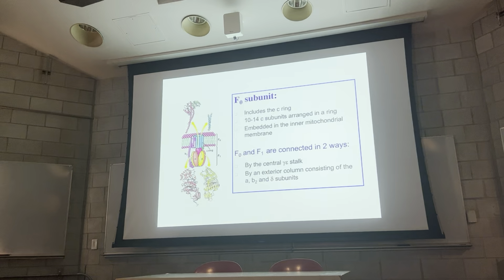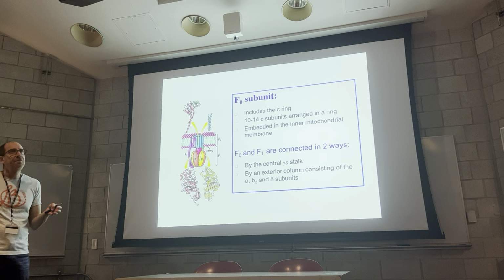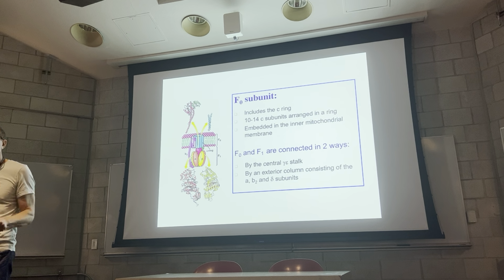Sorry. Yep. And then F0 has what's called the C ring. So what we'll see is the C ring is to a large extent alpha helical, and it's oligomeric. And so it's going to be arranged depending on where you live in the kingdom of life. Your mitochondria have anywhere between 10 to 14 subunits of this thing. And no matter what, they all close around each other to form a ring. That's going to be our different donut.